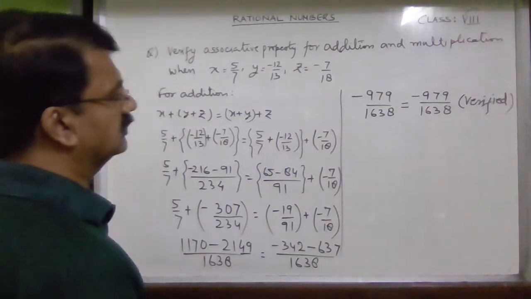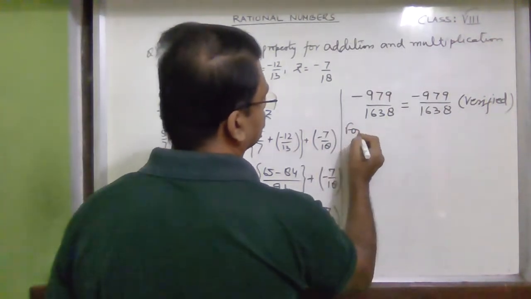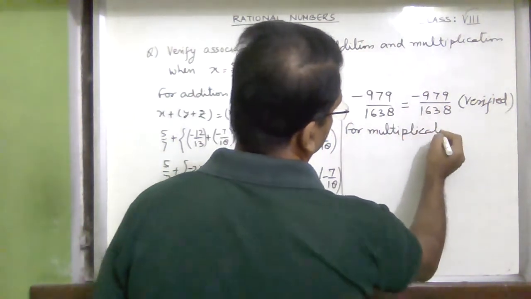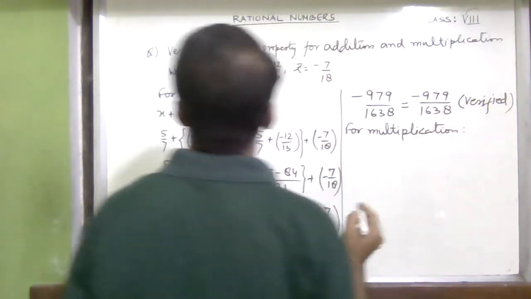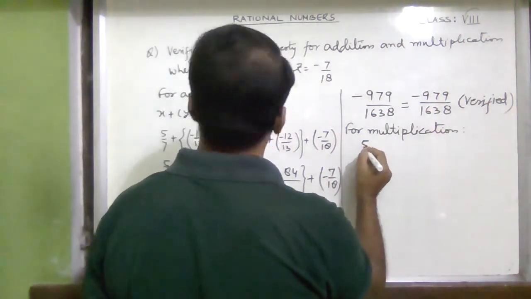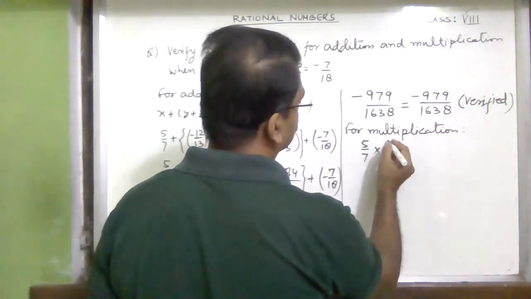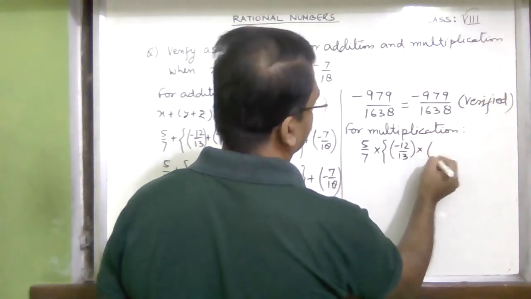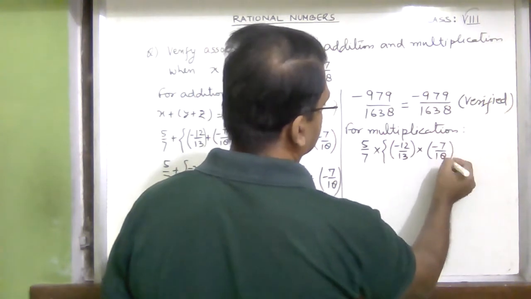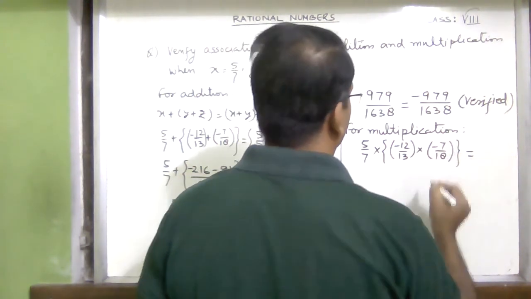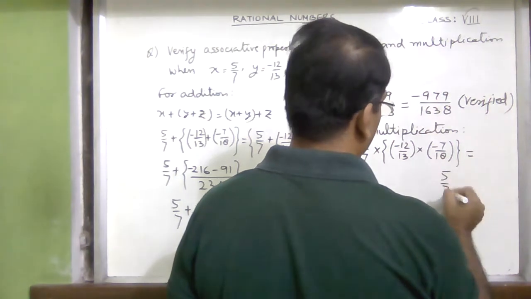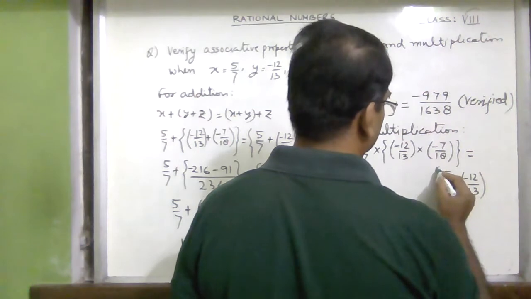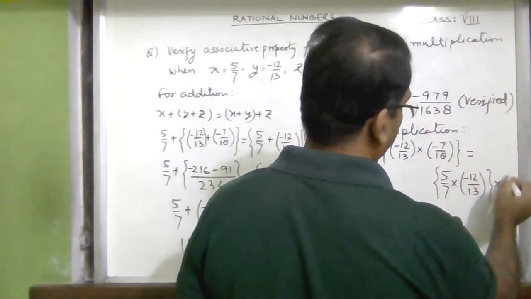Okay. Now for multiplication. For multiplication, x into y into z is equal to x into y into z.